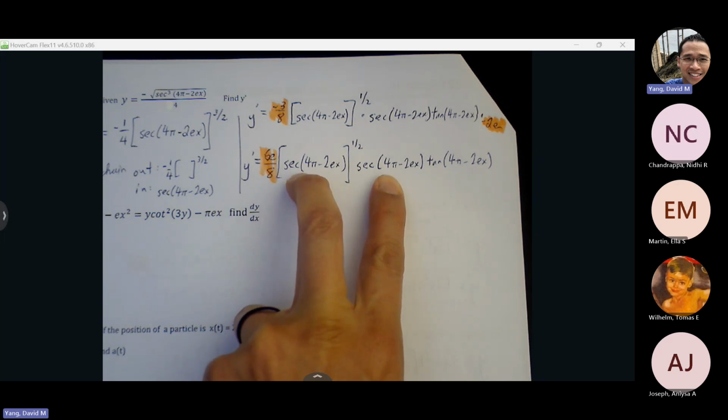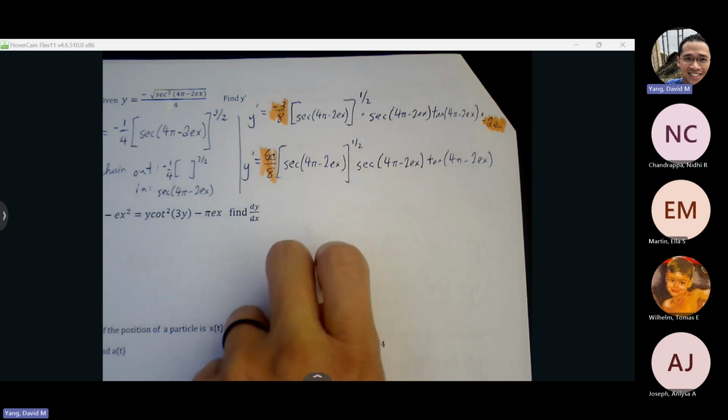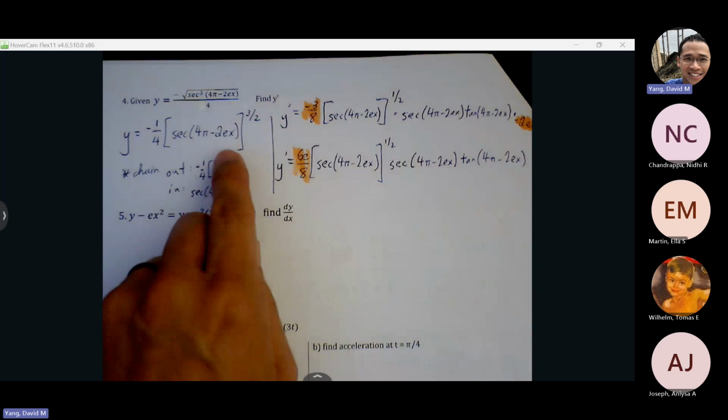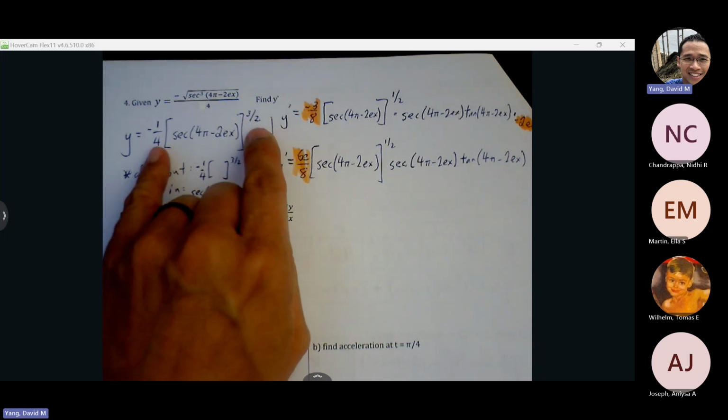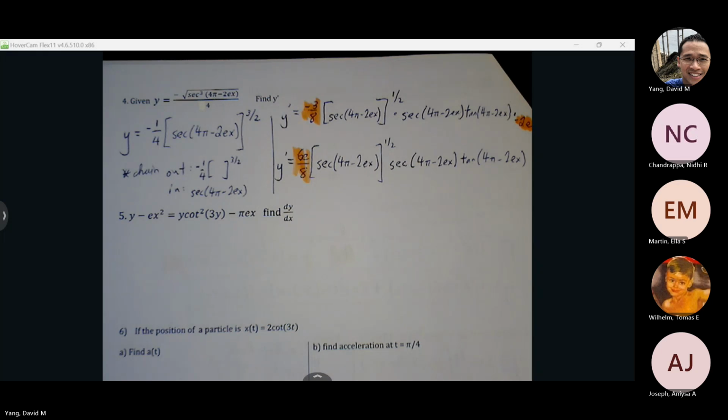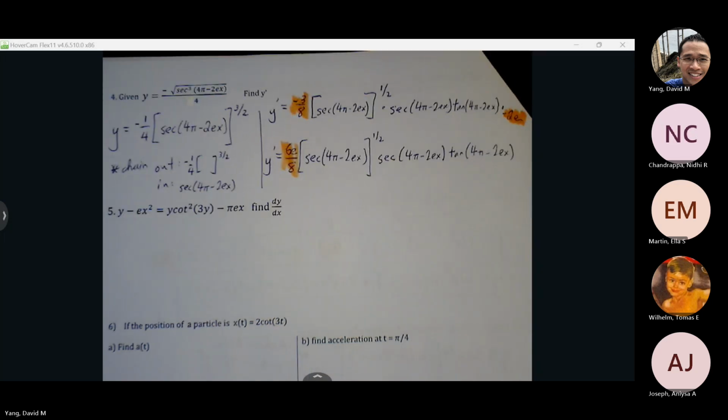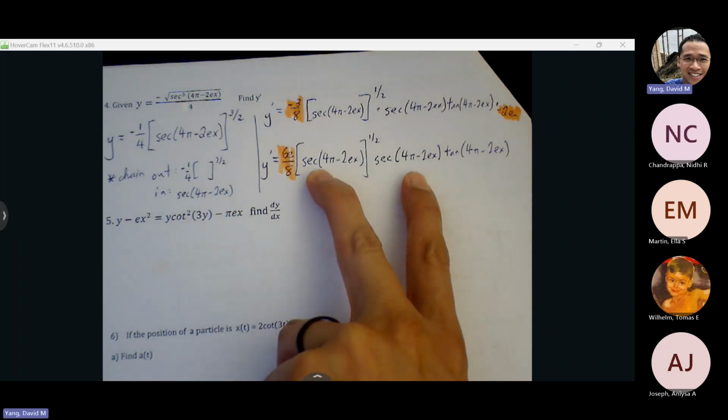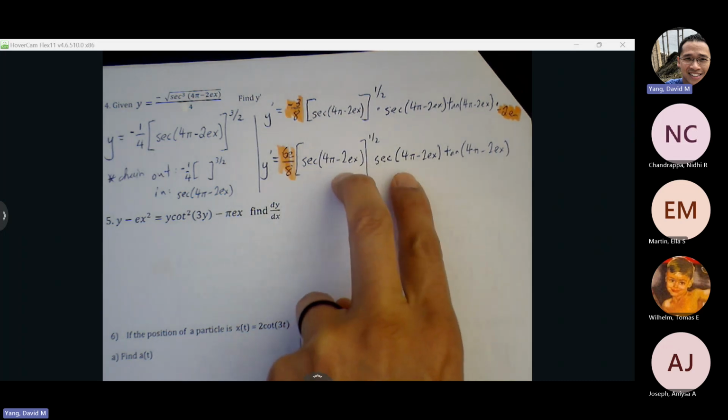Wait, why is it over 8? Like negative 3 over 8. I multiply the negative 1/4 by 3/2. Oh, because would that be like secant to the 2 over 2, plus 1 over 2, 3/2? Yeah, you can do it 3/2, but you don't have to merge it if you don't want to. Yeah. Oh, okay.